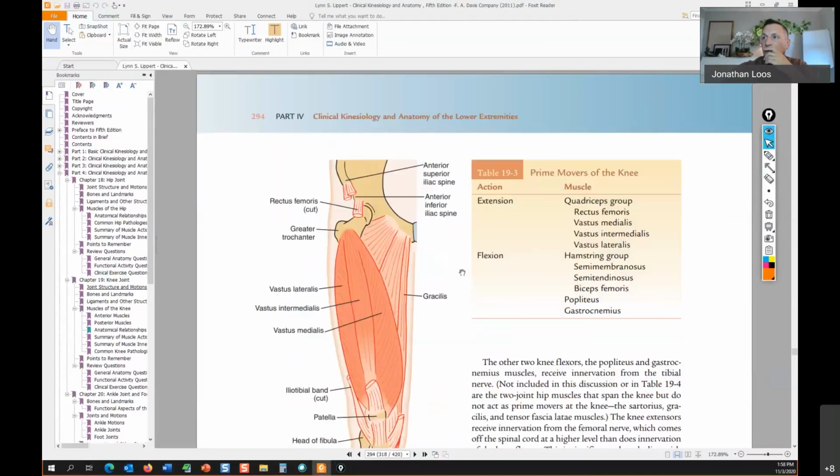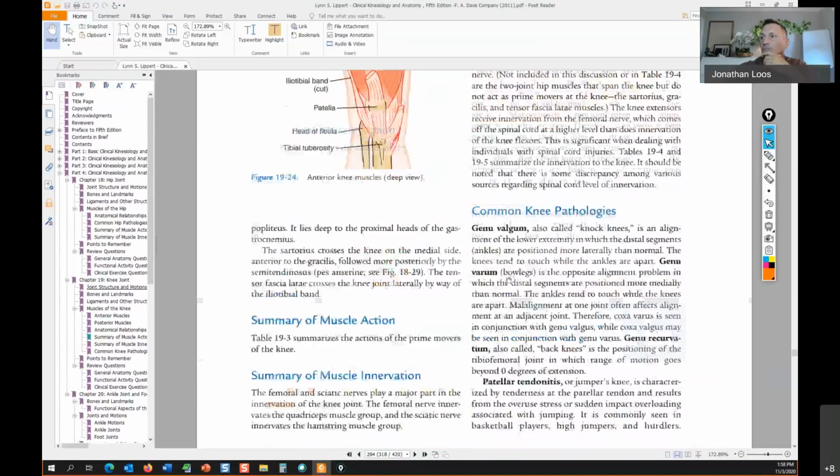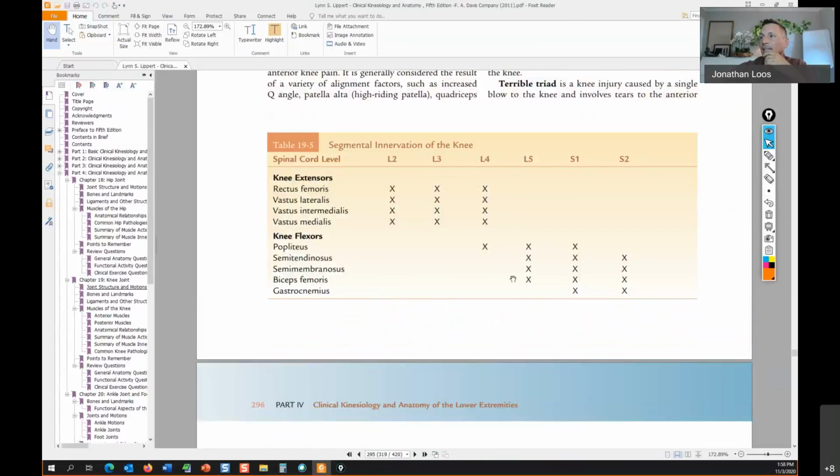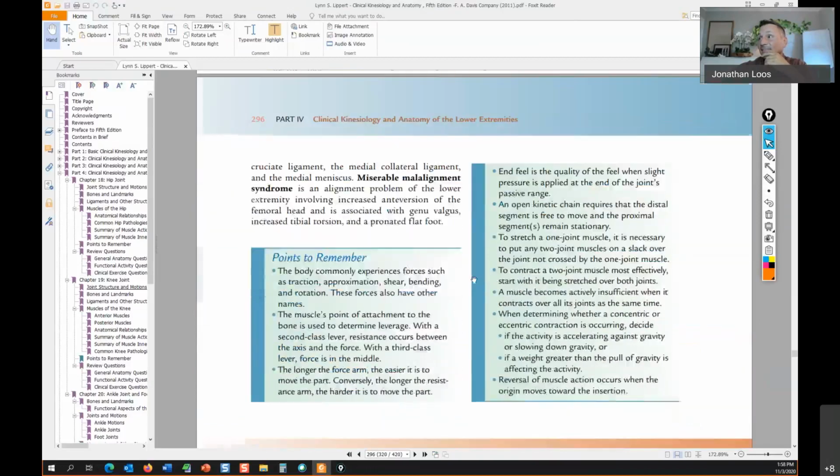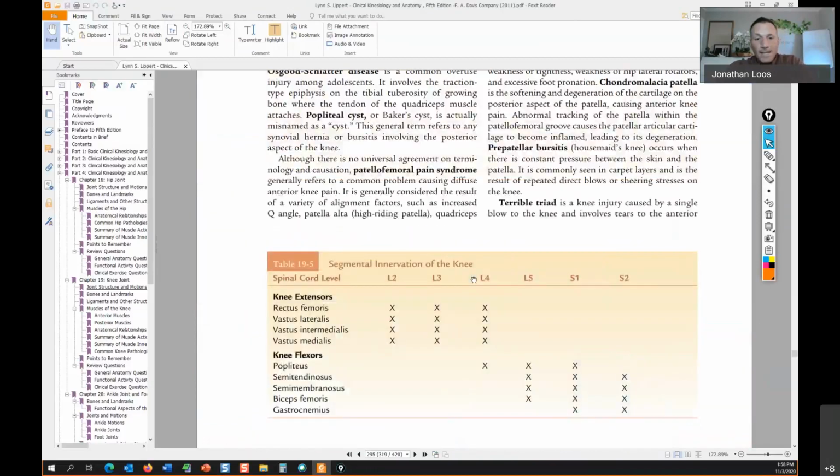I think that's it for the knee muscles, right? We looked at the vastus muscles, the quadriceps, popliteus, and that's it. Perfect. Any questions?